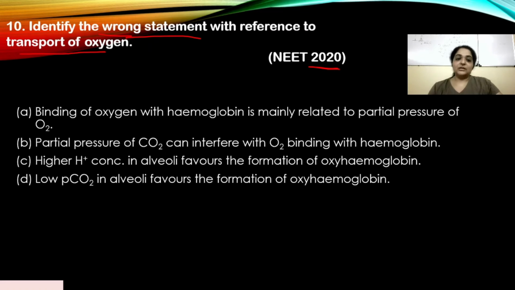But we look at option D. Low PCO2 in alveoli favors the formation of oxyhemoglobin. Yes, D is the correct statement here, and what we have to do is identify the wrong statement. Okay, so the correct answer is C. So if you have written C, that means you've got the right answer. Now we look at this in detail.